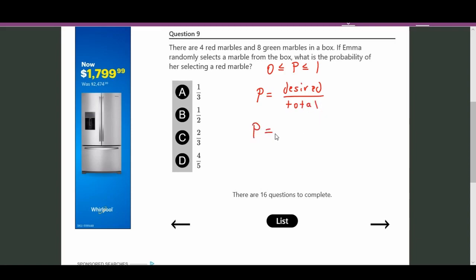Okay, so in light of that, we can just fill this in. What is the probability of selecting a red marble? Again, this is our desired outcome, selecting a red marble. There are 4 of those, so we know that it's going to be 4 chances of the desired outcome occurring. And since there are 4 red marbles plus 8 green marbles in a box, we know that the total possibilities is 4 plus 8, which is going to be 8, 9, 10, 11, 12. At this point, you might be looking at your answer choices and not seeing this. That's because 4 can go into both 4 and 12.